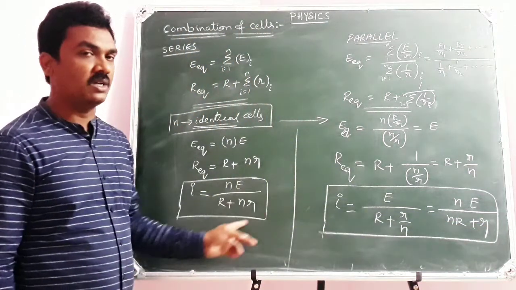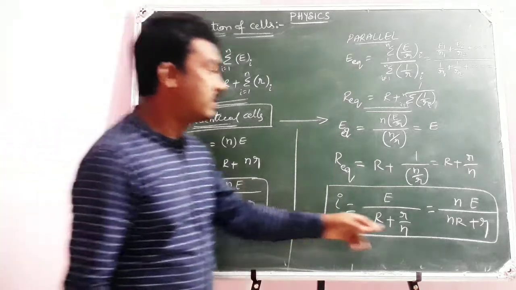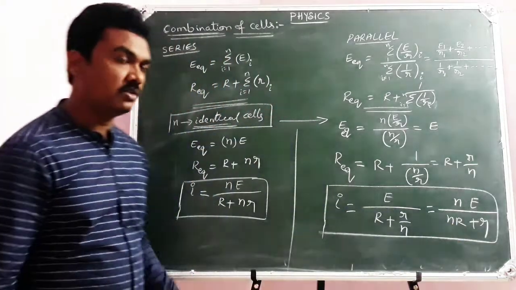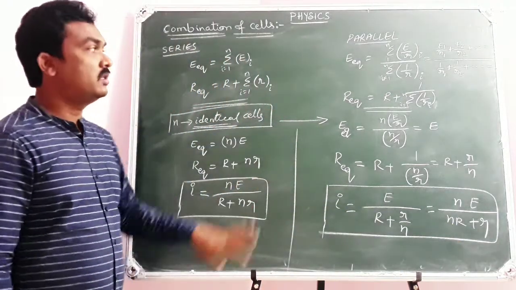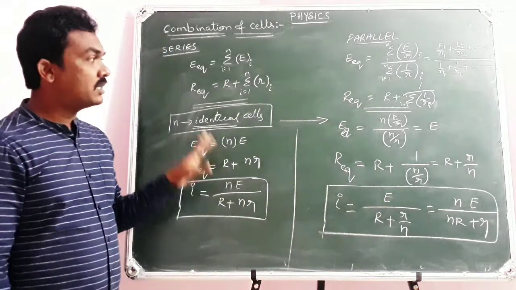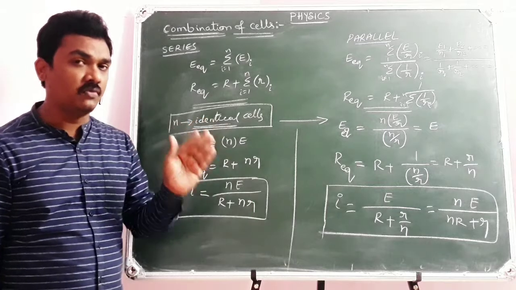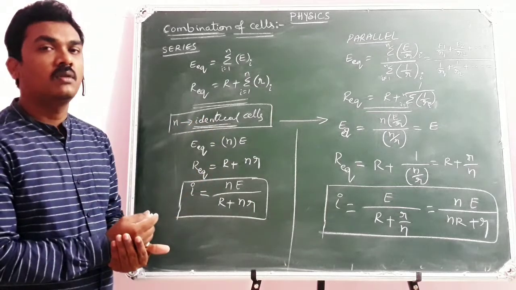So there is a slight difference, you can observe that. Here N is a multiple of internal resistance, but here N is a multiple of external resistance, what you need to identify carefully. This is in series combination, this is in parallel combination. So these are the things that you need to learn from series and parallel combination of cells.